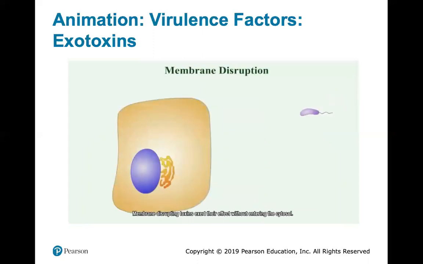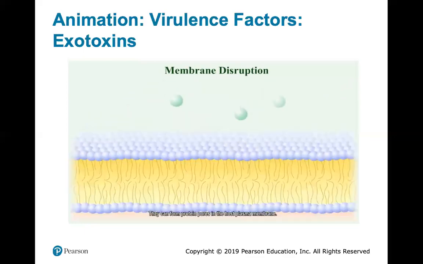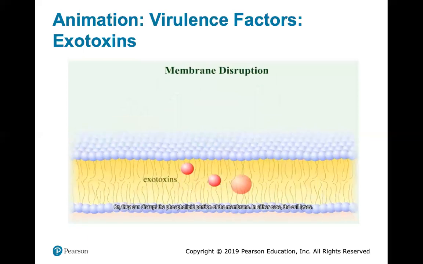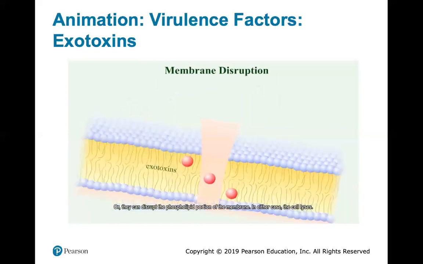Membrane disrupting toxins exert their effect without entering the cytosol. They can form protein pores in the host plasma membrane, or they can disrupt the phospholipid portion of the membrane. In either case, the cell lyses.